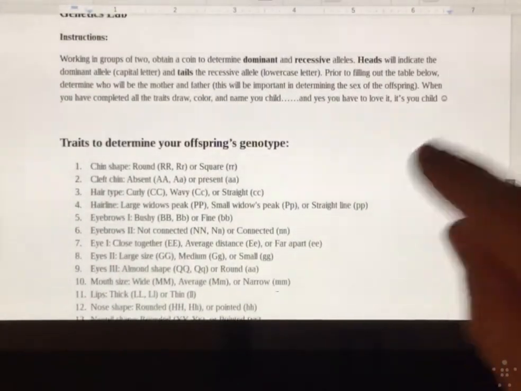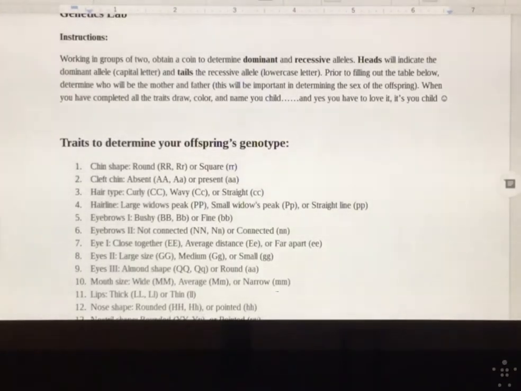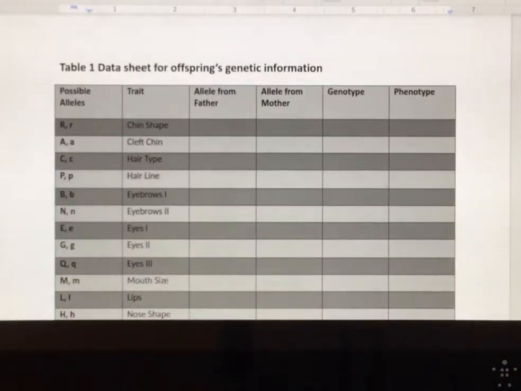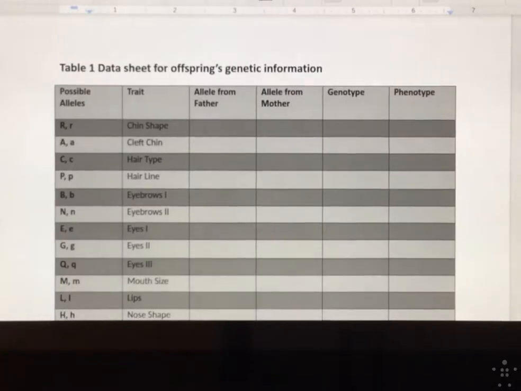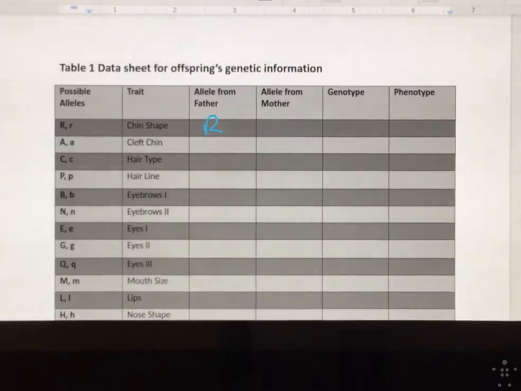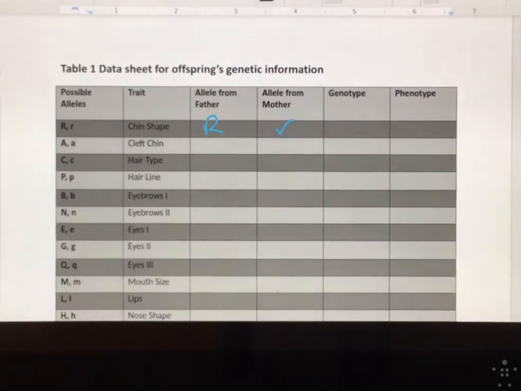So what you're going to do, okay, is you're going to take your coin and you're going to flip it. So if I flip the coin and let's say I get a heads for number 1 for chin shape, and I get a head, so there's a dominant allele. So I would write big R on my chart. What chart am I talking about? Well, if you look on the other side of the page there, you notice over here it says possible alleles, big R, little r, chin shape. And let's say I am the father for this example, right? I would take and write on there big R, okay? And then my partner flips it and they get tails, okay? So then they would write, say they're the mother, little r, okay?